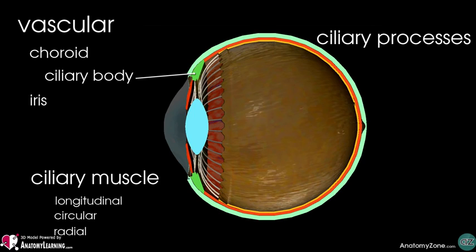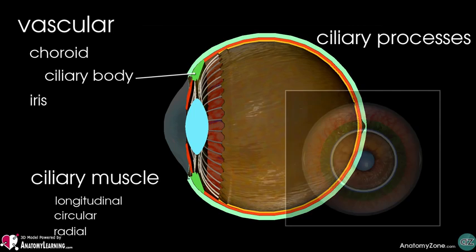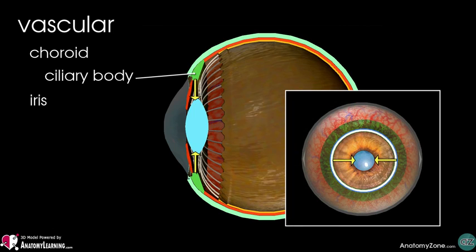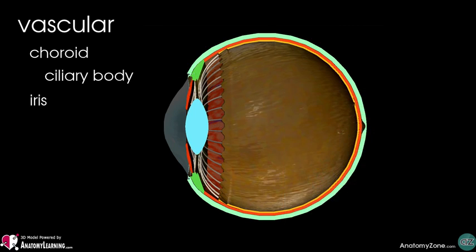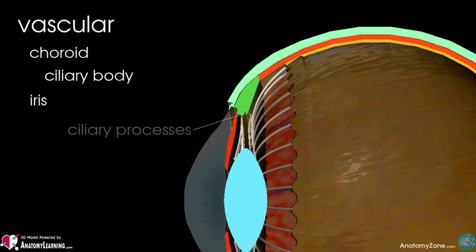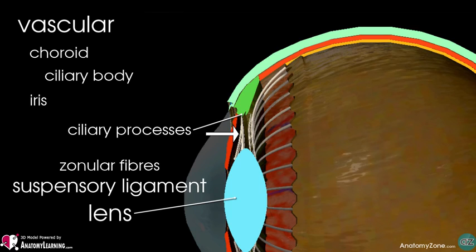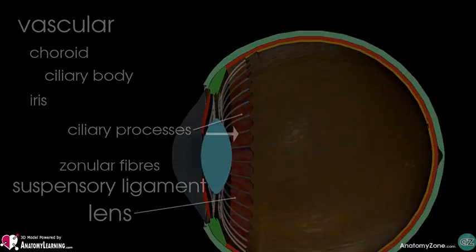When these muscles contract, the diameter of the circular ciliary body reduces in size. Projecting from the surface of the ciliary body are the ciliary processes. These attach the lens to the ciliary body via these fibers, which you can see here, known as zonular fibers. Collectively, the zonular fibers form the suspensory ligament of the lens. The ciliary body therefore controls the shape of the lens.